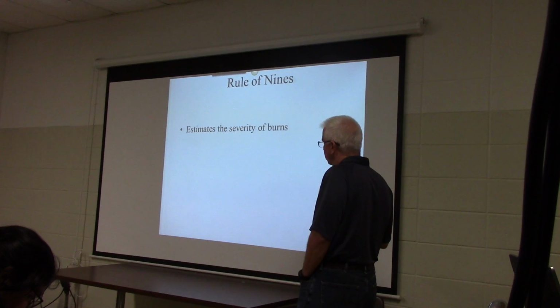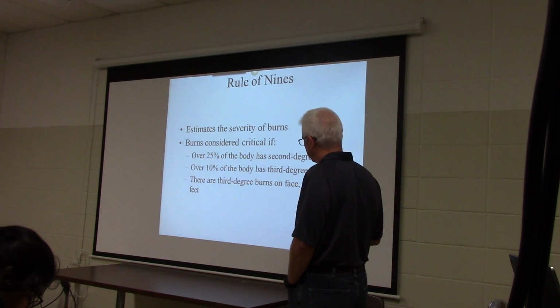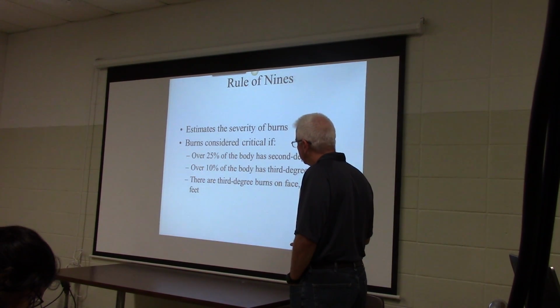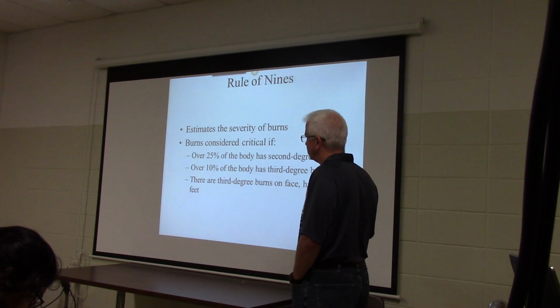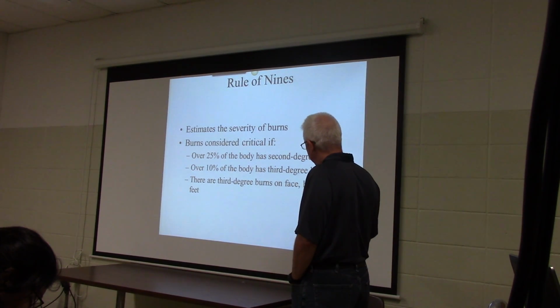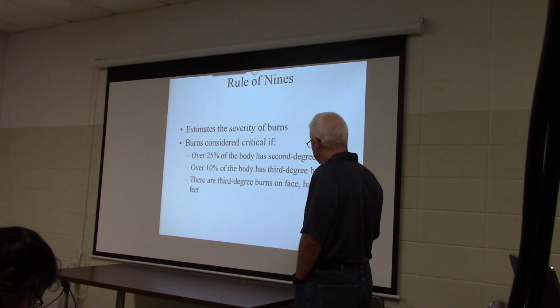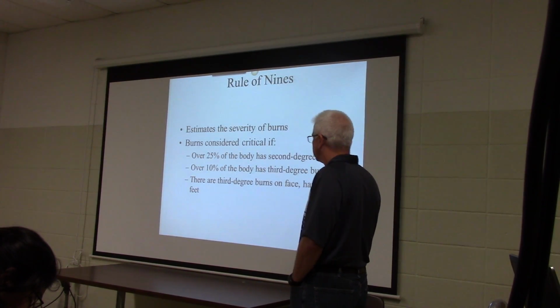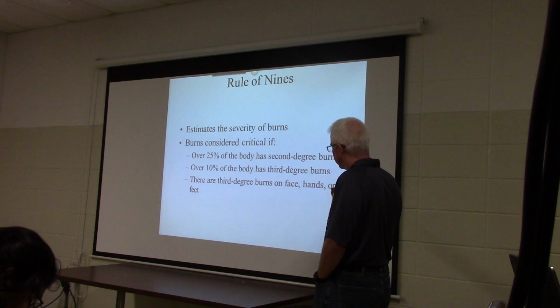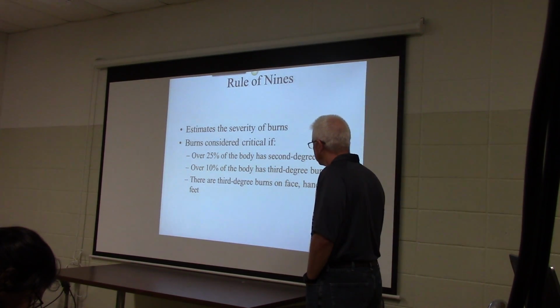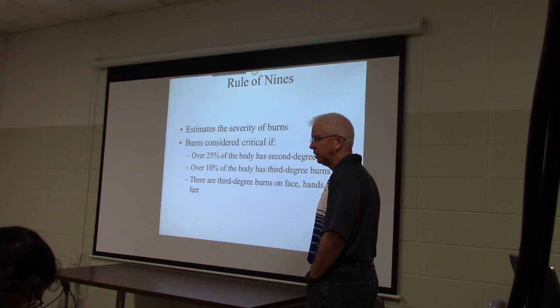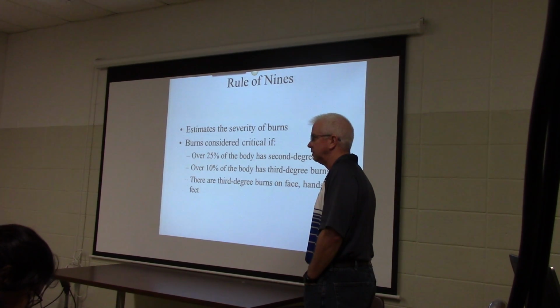Now, the rule of nines helps us to estimate the severity of burns, and most burn units will tell you these are your standard rules. If a quarter of the body has second-degree burns on it, it's considered critical. If more than 10% of the body has a third-degree burn, it's considered critical. Or if the third-degree burn is in a critical location: face, hands, feet. Can you think of another critical place? I don't have it listed here, but I thought surely they know this.